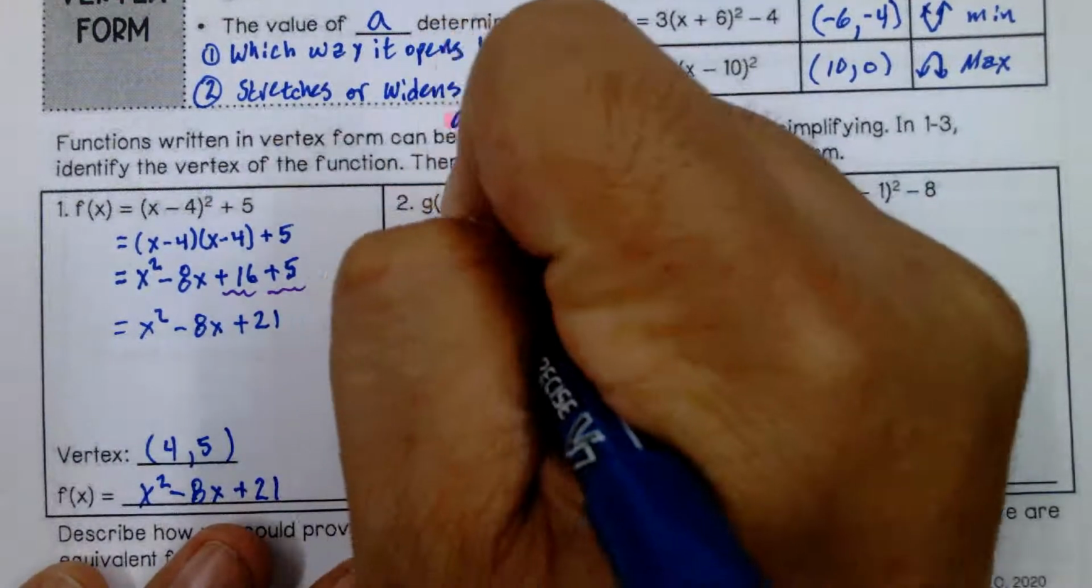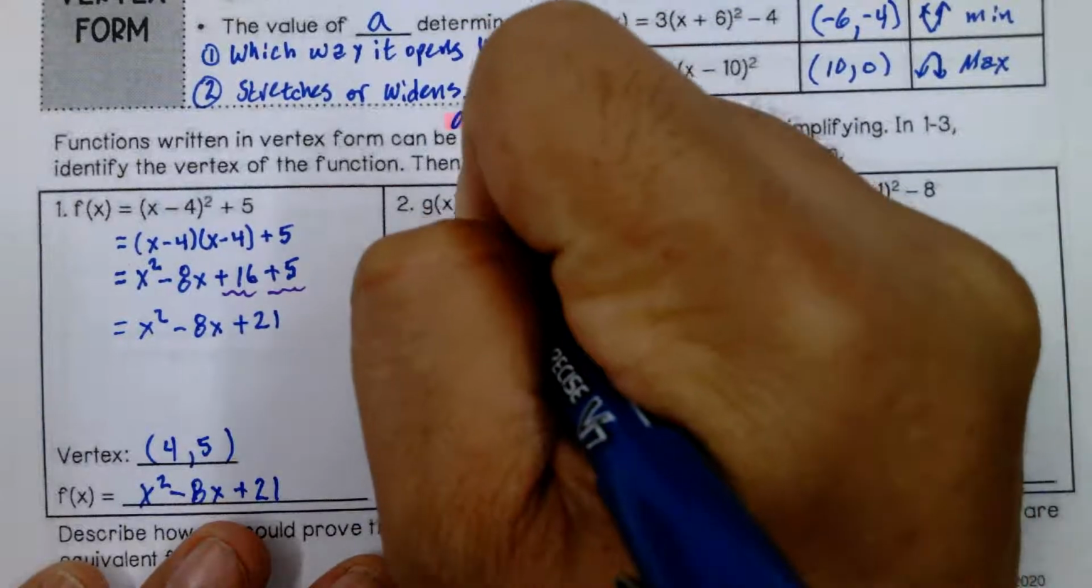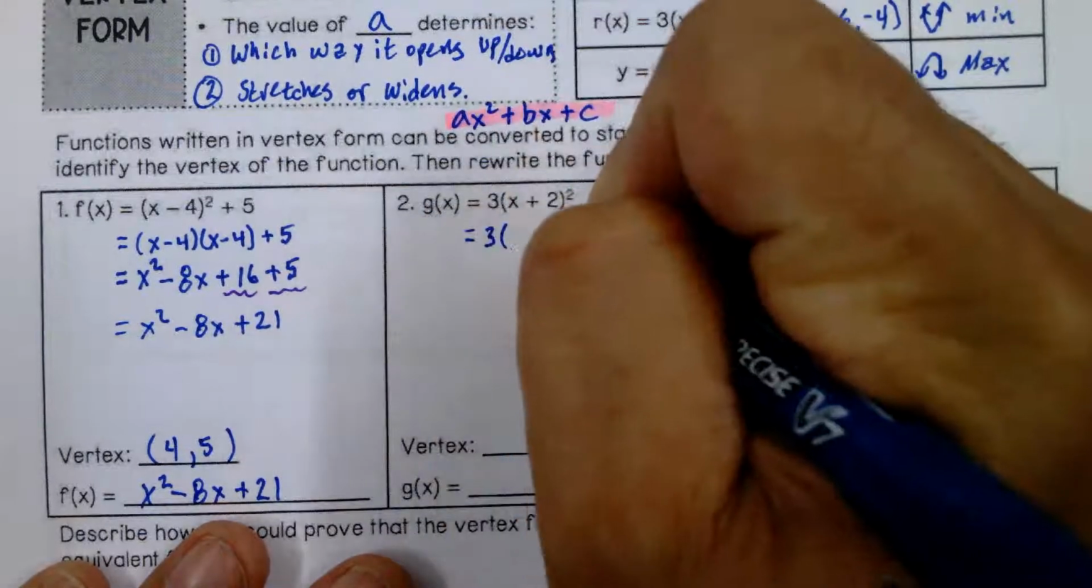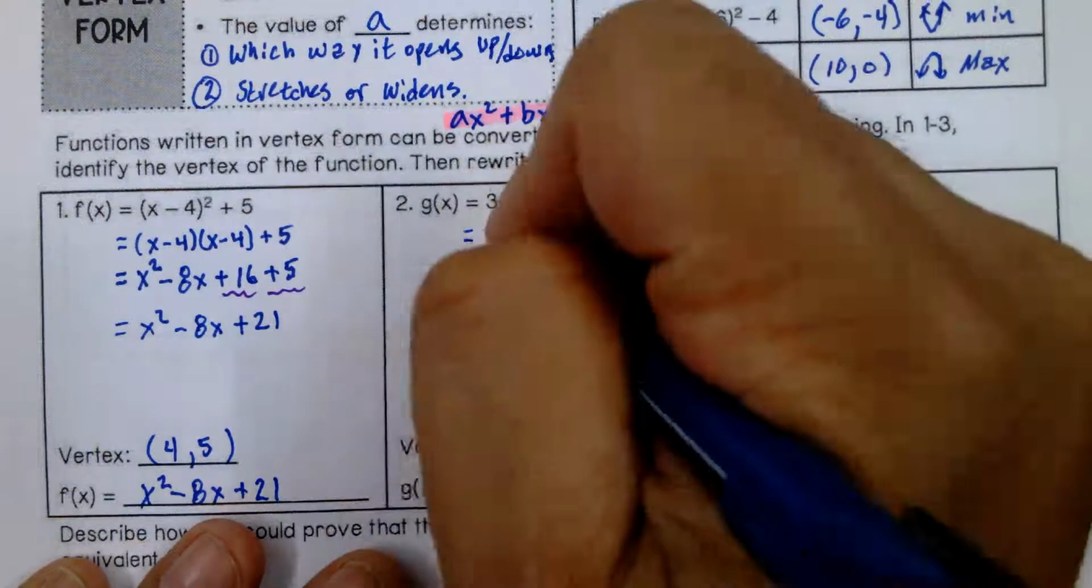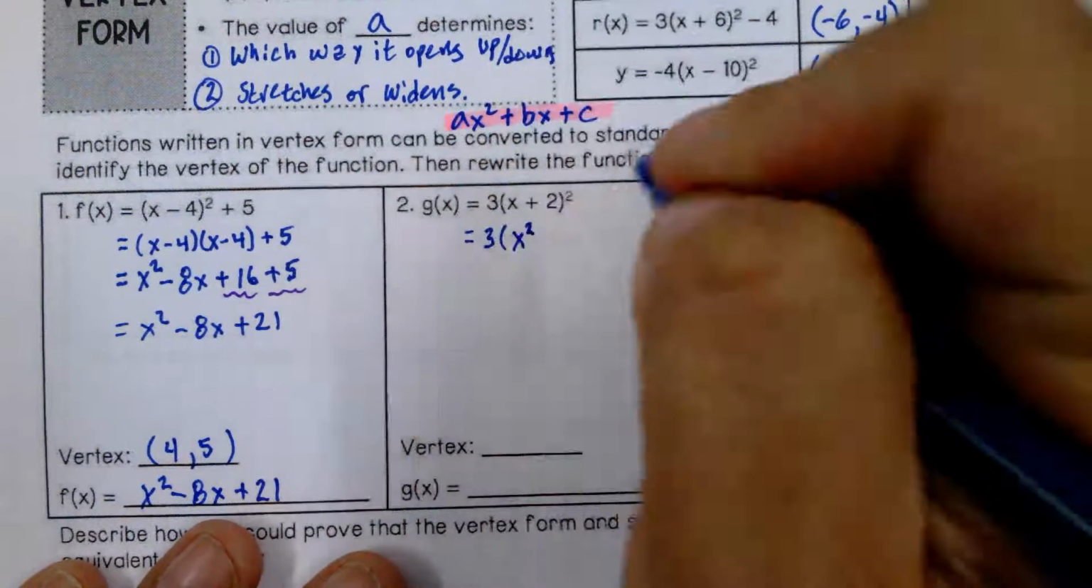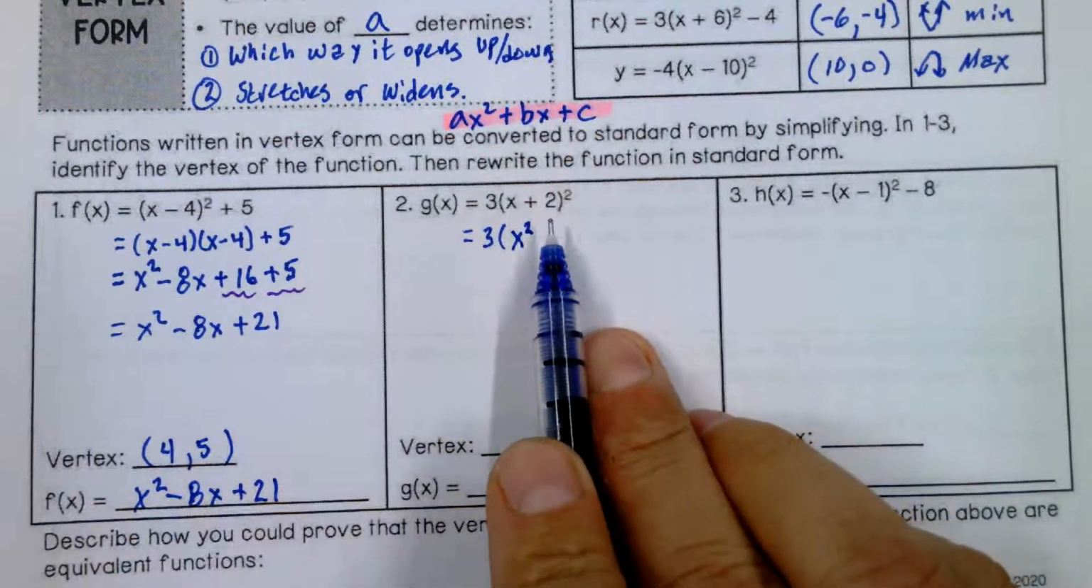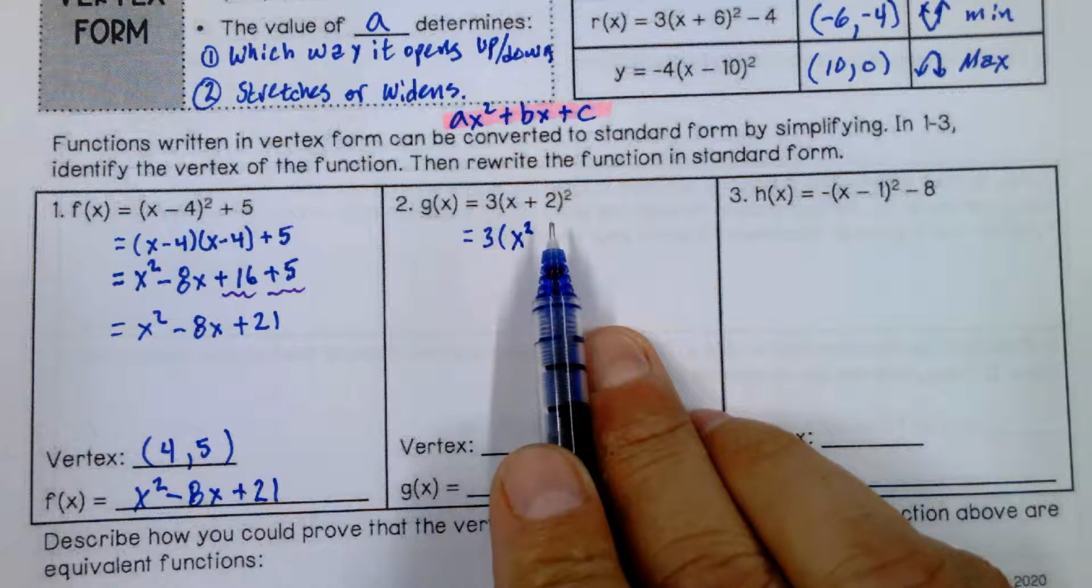So first step is going to be to multiply these together. So let's see. x times x is x squared. What's x times 2? 2x.